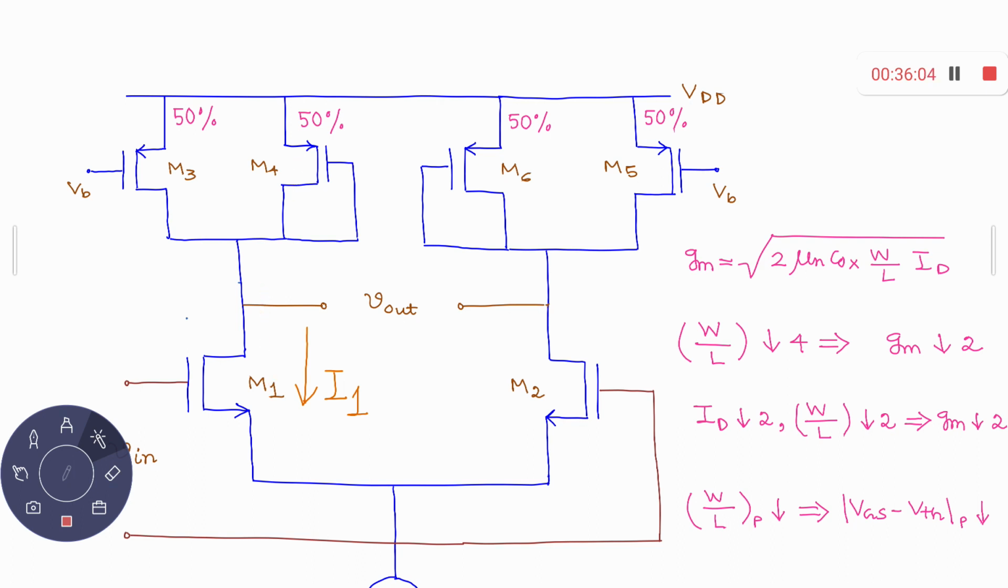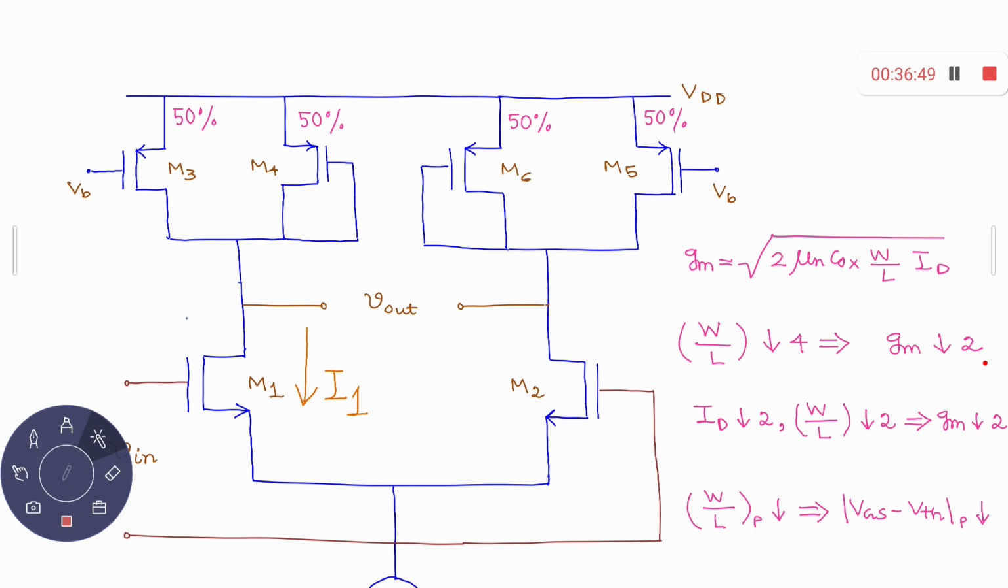So what happens now? You know this is the expression for gm, square root of twice mu n Cox W over L times ID. Here, if you reduce W by L by a factor of 4, then gm will reduce by a factor of 2. For any gm, if I consider this particular expression, and W by L is reduced by a factor of 4, then gm will be reduced by a factor of 2.